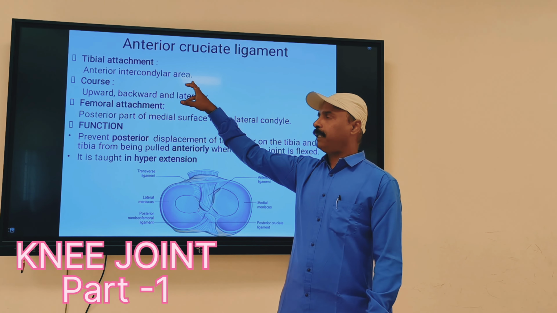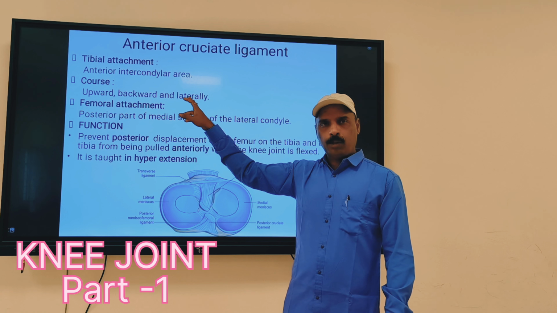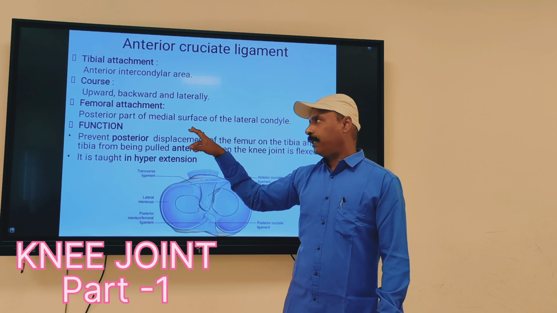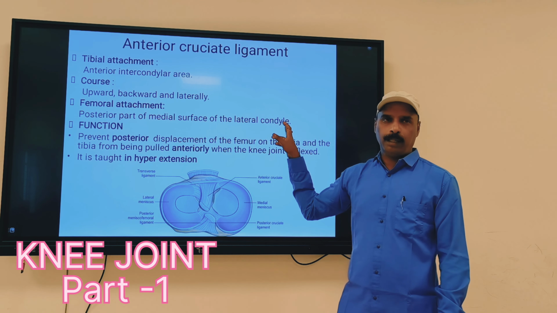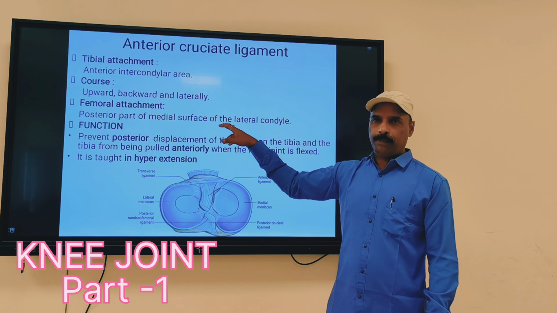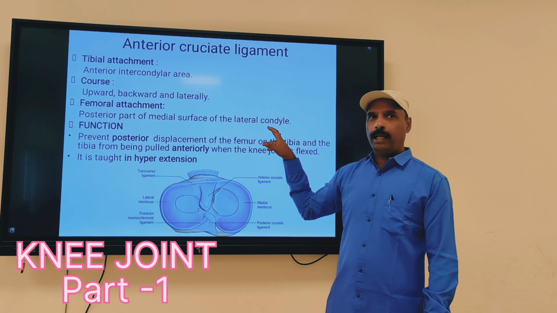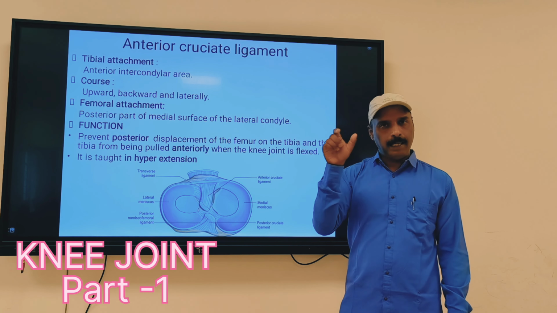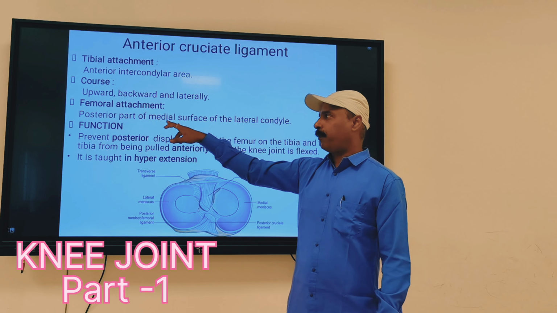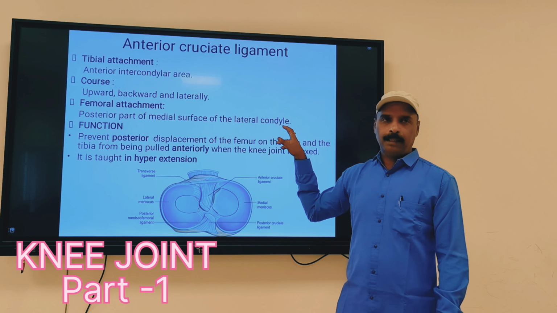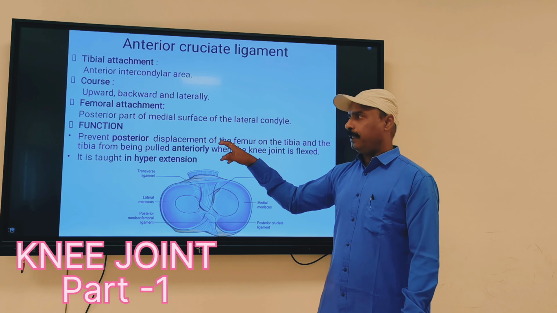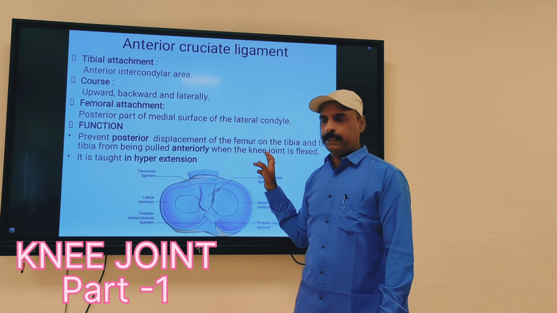So the attachment is the anterior intercondylar area. The direction of the ligament is upwards, backwards, laterally, and it attaches on the posterior part of the medial surface of the lateral condyle. For the condyle you have to remember medial and lateral surfaces: it attaches to the medial surface of the lateral condyle of the femur. This is very important, you have to remember, and it prevents posterior displacement.